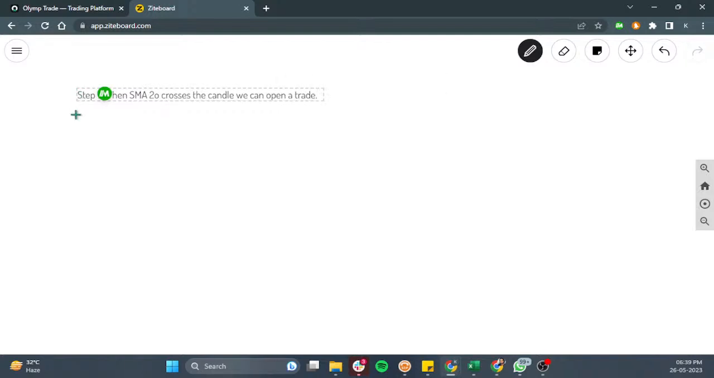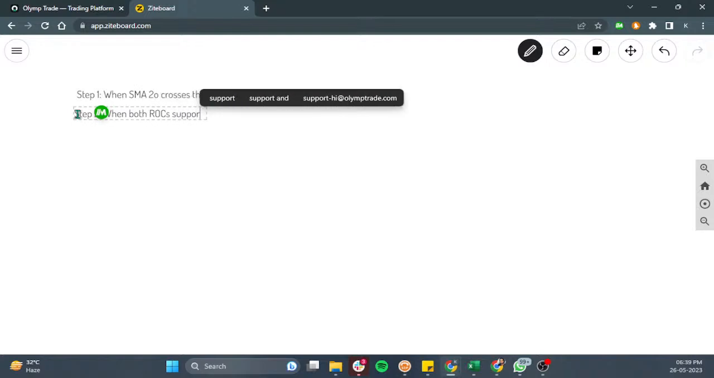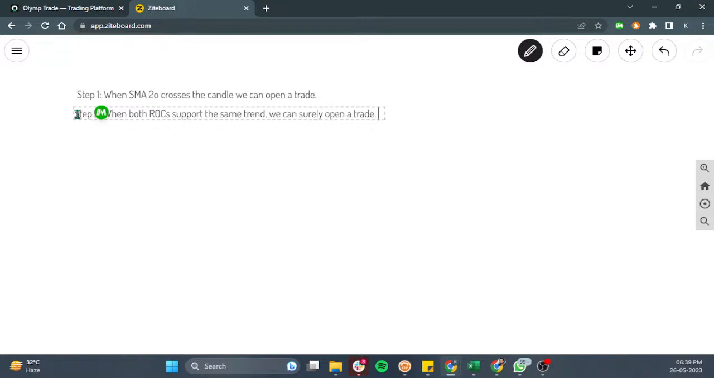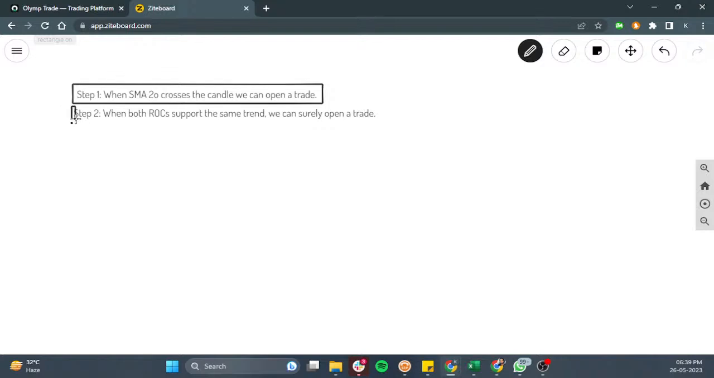I'm presuming you guys can see my other tab also very clearly. So here I have written step number one: when SMA 20, I'm sorry, please consider that O as 0, when SMA 20 crosses the candle, we can open a trade. Step number two: when both ROCs support the same trend, we can surely open a trade. And that's it, guys. These two steps are required to be followed if you want to know how to operate on the diving strategy.